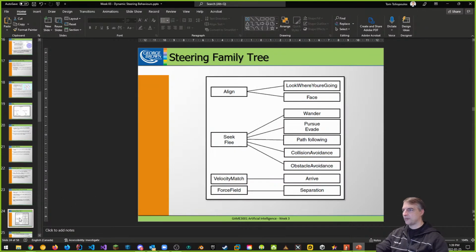The whole steering family is important to know because mostly everything comes from alignment, seeking and fleeing, velocity matching, and separation. This should actually be reversed, right? Separation, because at the end of the day, if I want to create a force field effect, then I want to use separation. Those four basic things are the foundation for most of the other steering behaviors that we're going to be talking about going forward.